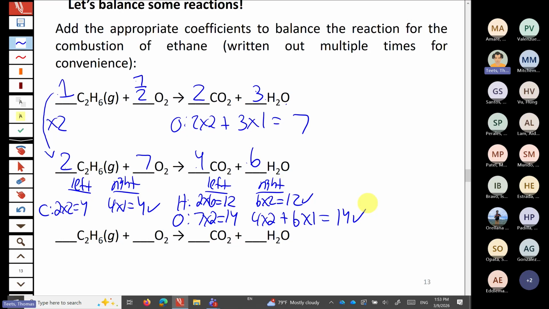So that's that last checking step you can do at the end to make sure you didn't miss anything. Add up the total number of atoms of each type on the left and make sure it matches what's on the right side for that element. All right, any questions on that?